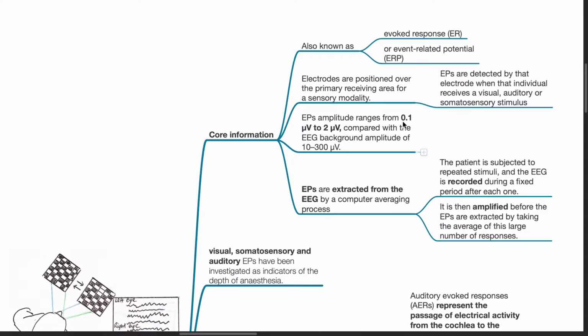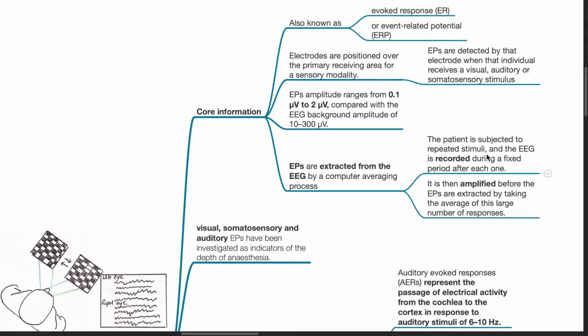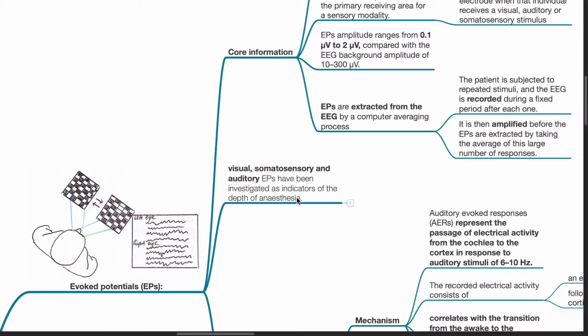EP amplitude ranges from 0.1 microvolt to 2 microvolt compared with the EEG background amplitude of 10 to 300 microvolt. EPs are extracted from EEG by a computer averaging process. The patient is subjected to repeated stimuli and the EEG is recorded during a fixed period after each one. It is then amplified before the EPs are extracted by taking the average of this large number of responses. Visual, somatosensory, and auditory EPs have been investigated as indicators of the depth of anesthesia.